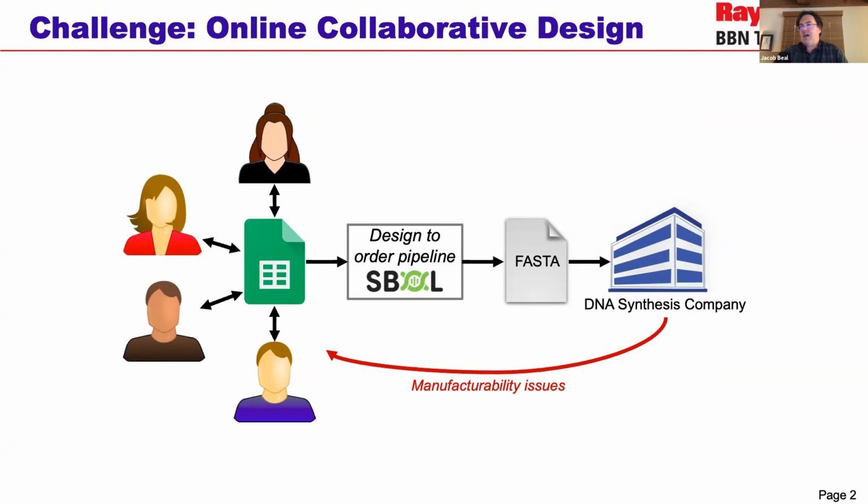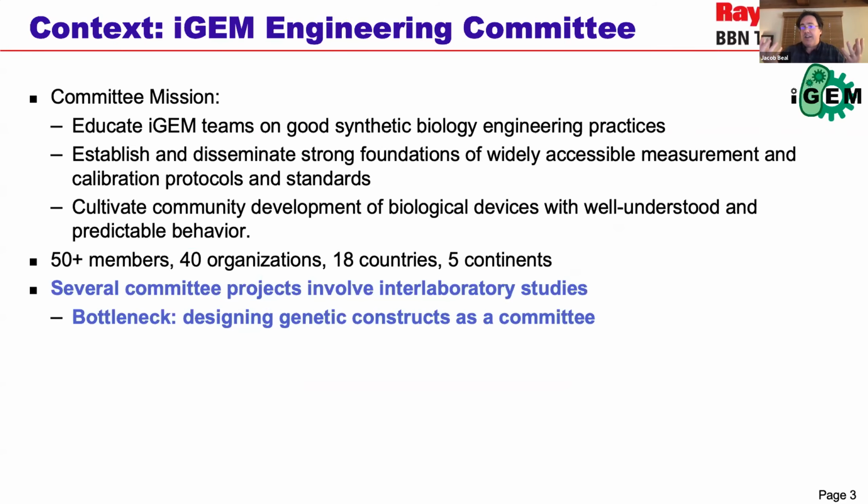So let me tell a little bit about the context of this with the engineering committee. iGEM is the International Genetically Engineered Machines contest and jamboree, where hundreds of teams of undergraduates and high schoolers all around the world basically spend their summer doing synthetic biology projects and then get together and present them to each other.